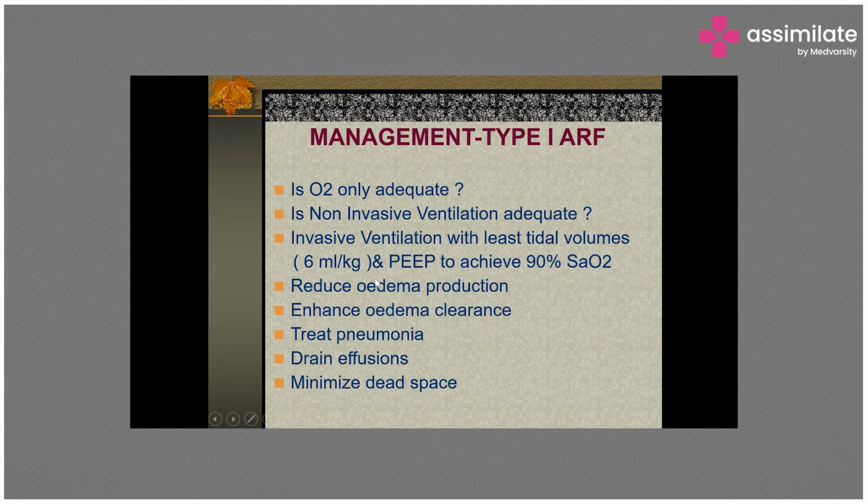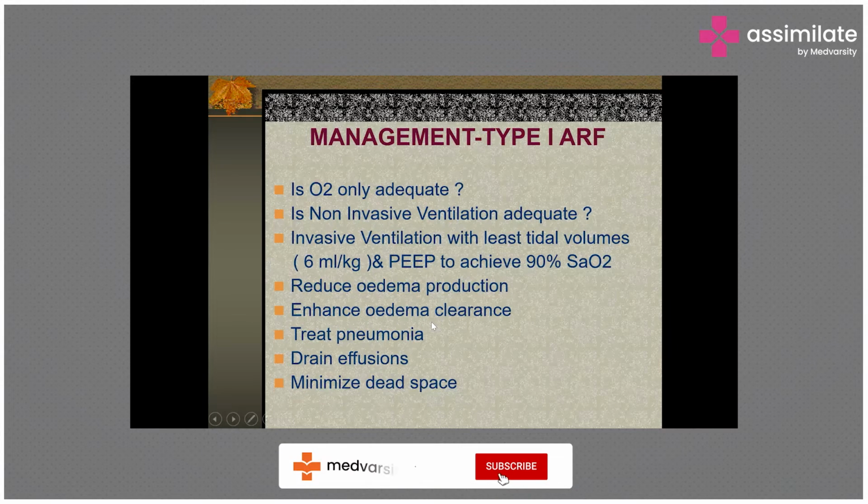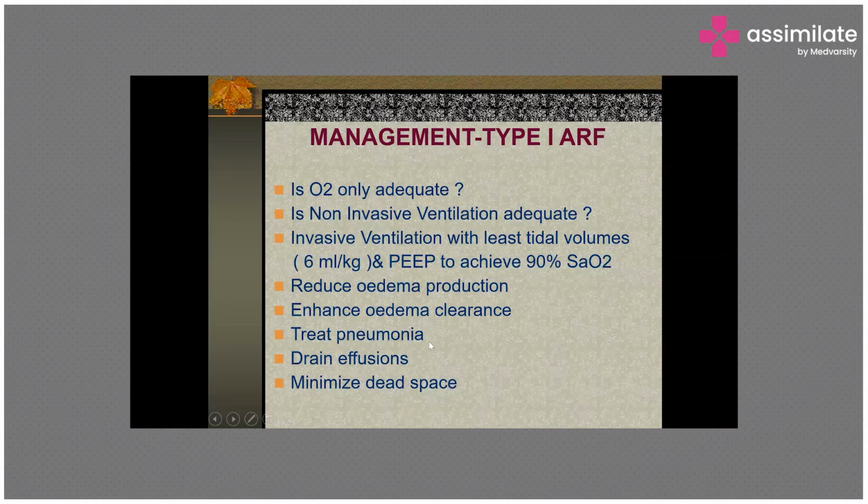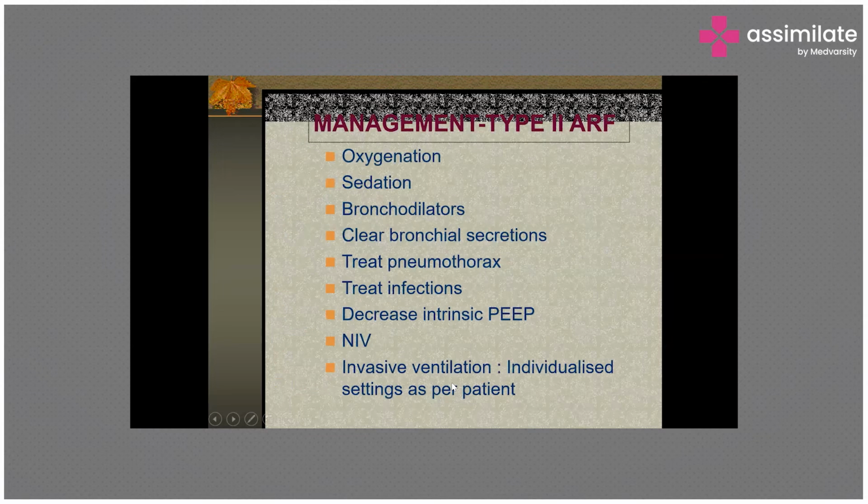But if the patient has pulmonary edema, diuretics can be used to reduce the pulmonary edema. And if the patient has pneumonia, antibiotics and ventilator support can be useful. If the patient has pleural effusion, the pleural effusion has to be drained, and the dead space minimized as far as possible. For type 2 respiratory failure also, support oxygenation, avoid sedation, use bronchodilators.